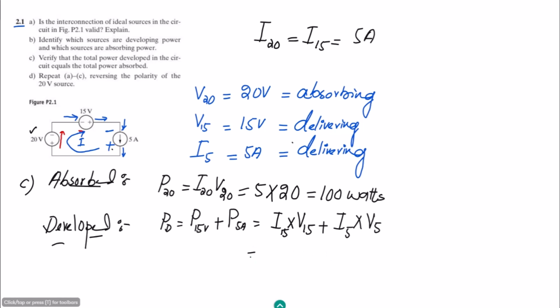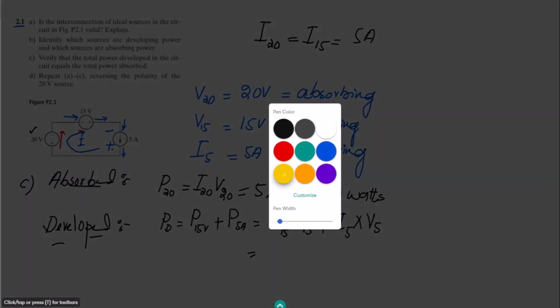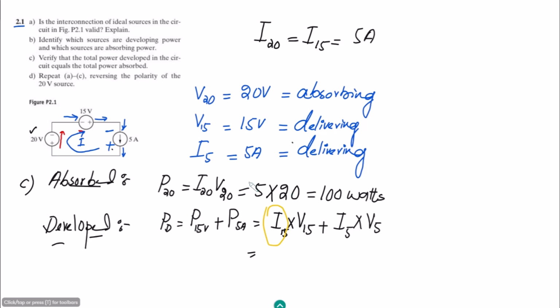Okay, so do we know this value? Yes, this is already known, and also from this formula as well. Do we know this value? Yes, this is already known from it as well, and that is 5 amperes. Okay, this is the I5. Do we know this value? Yes, V15 is known, and that is 15 volts. But do we know this value? No, we don't know this one.